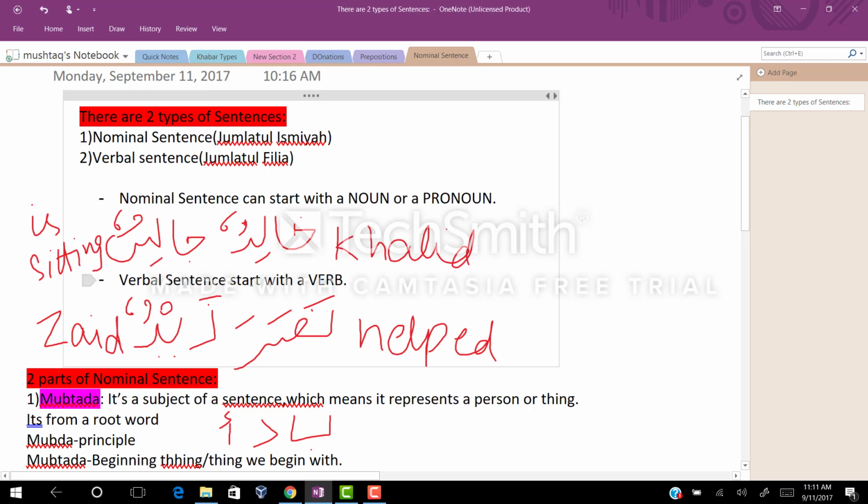And the verbal sentence, or the Jumlatul Fi'liya, is the sentence that starts with a verb. For example, Nasara Zaidun. Here Nasara is helped and Zaidun is the name of a person. So this is Zaid helped. This is a verbal sentence. Here we have a verb, and the sentence is starting with a verb.